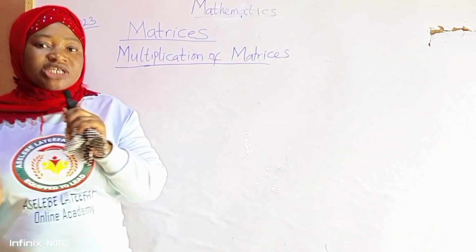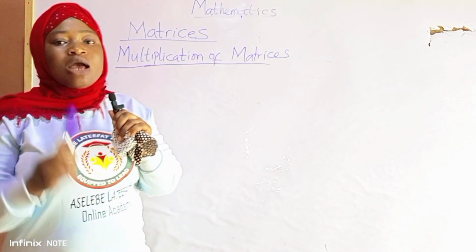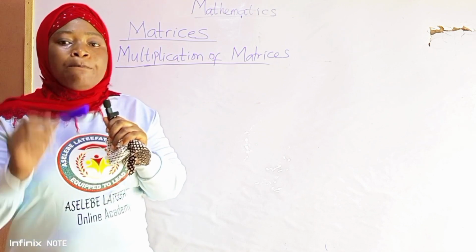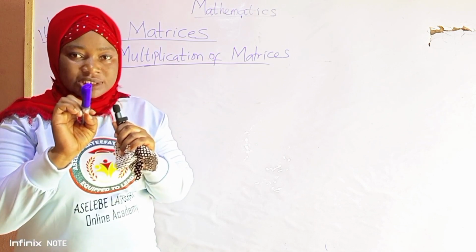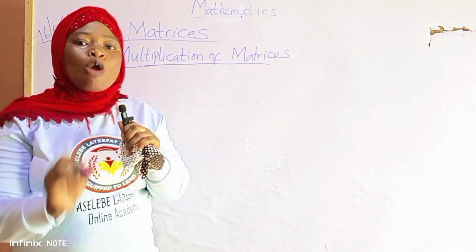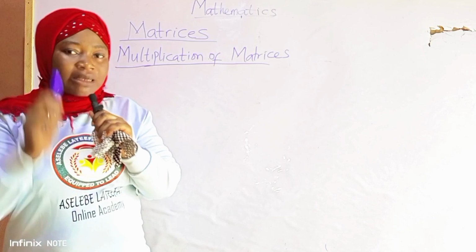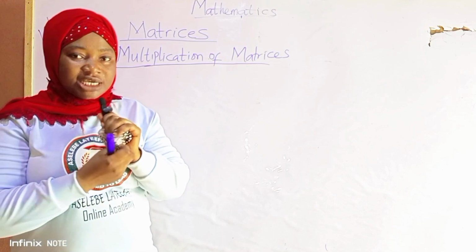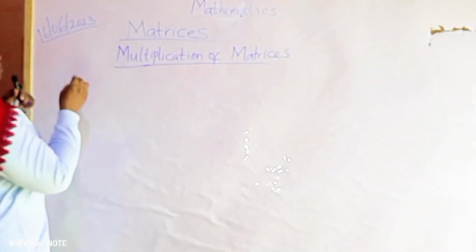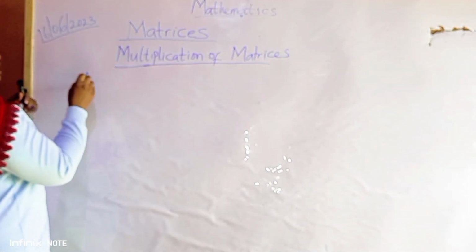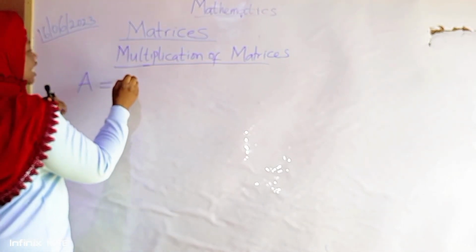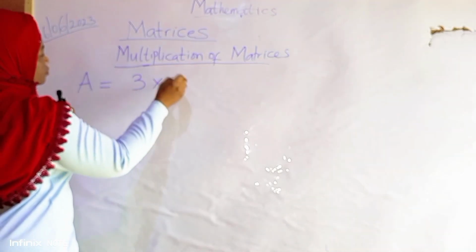Let's go to multiplication of matrices. We can multiply 2 or more matrices together, but you have to take note. You have to check the number of columns of the first matrix. Let me say this again: check the column of the first matrix. Let's say our first matrix is A, and it's of order 3 by 4.